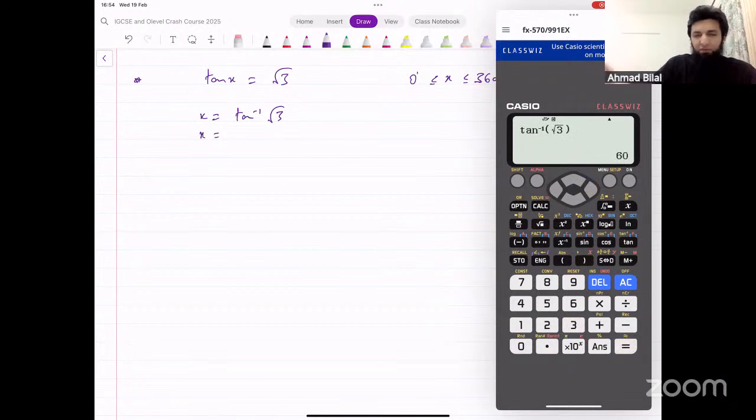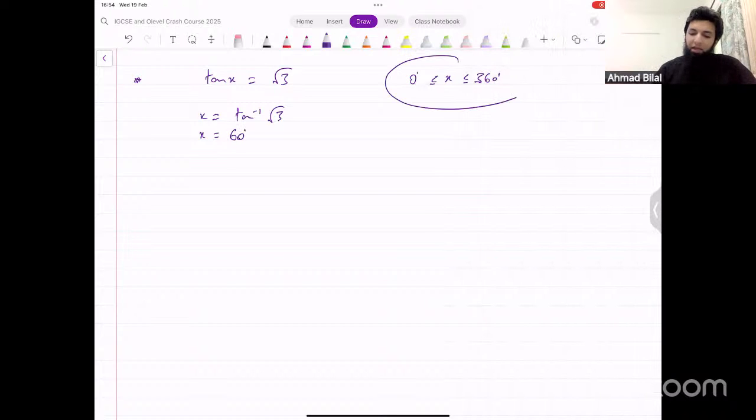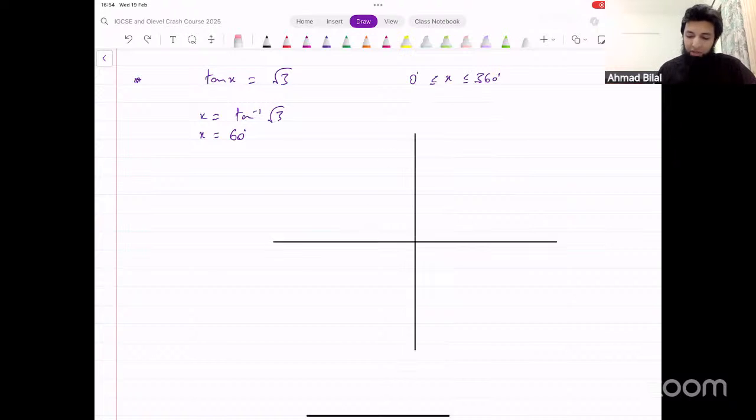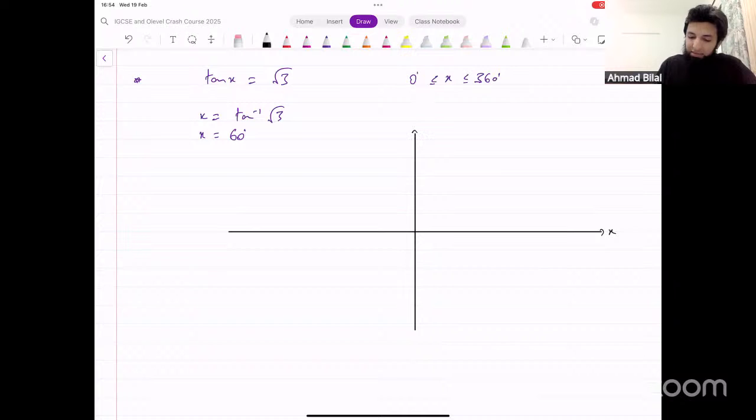Okay, this is one of those common values that you need to remember as well. So tan x equals square root of 3 when x is equal to 60. That's one solution that we're getting in this interval. Now, we need to find the other solution. We can use the graph for that. What does the tan graph look like now? This is the x-axis, this is the y-axis.